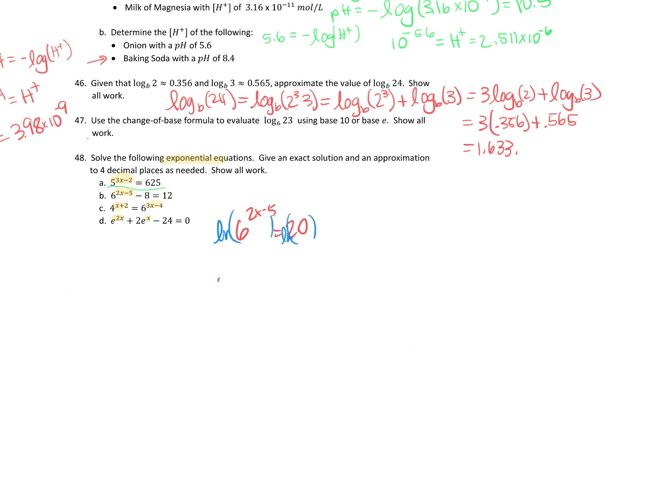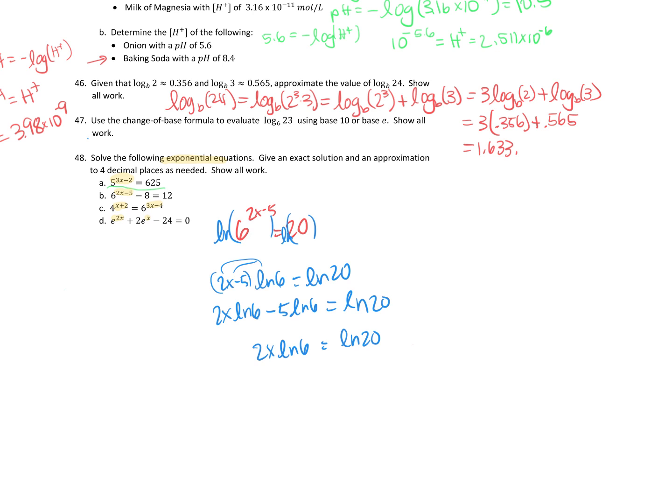and I get 2x minus 5 times the natural log of 6 is equal to the natural log of 20. Then I can distribute: 2x natural log 6 minus 5 natural log 6 equals natural log 20. So then I get 2x natural log 6 is equal to natural log 20 plus 5 natural log 6. And then I can divide everything over. I get x is equal to natural log 20 plus 5 natural log 6, divided by 2 natural log 6.